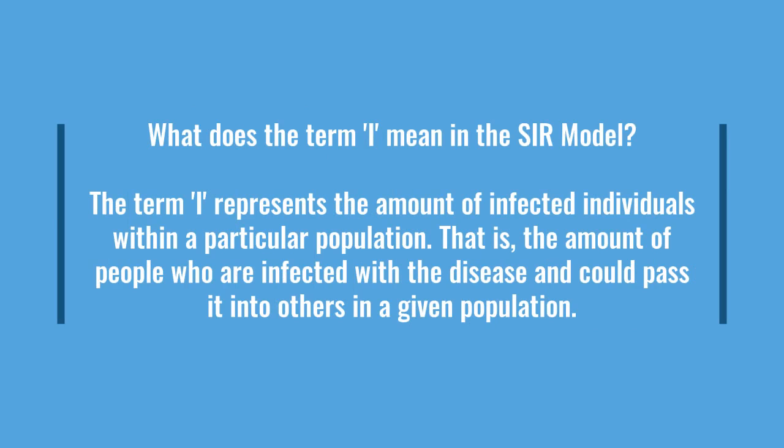Then onto the term I within the SIR model, which represents the amount of infected individuals within the population. To detail that more, it's basically the people who are infected with the disease and can pass it on to others in the given population.